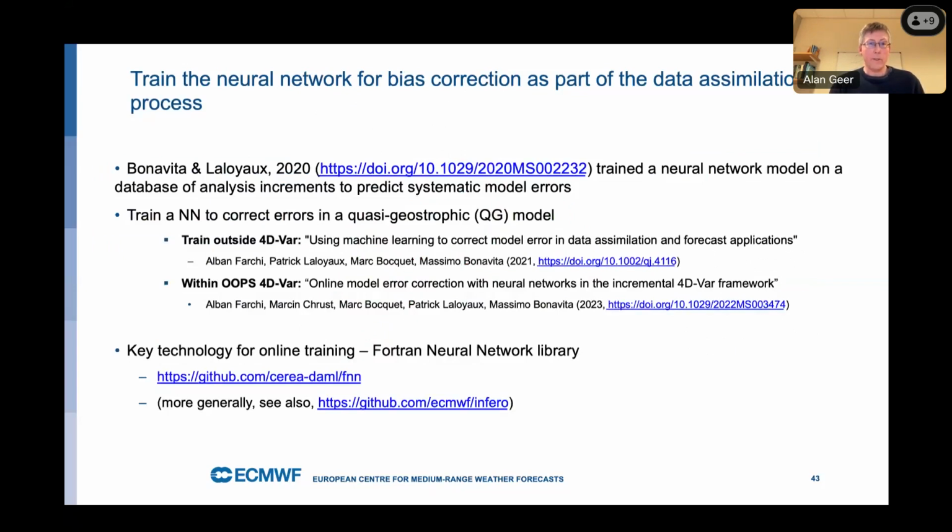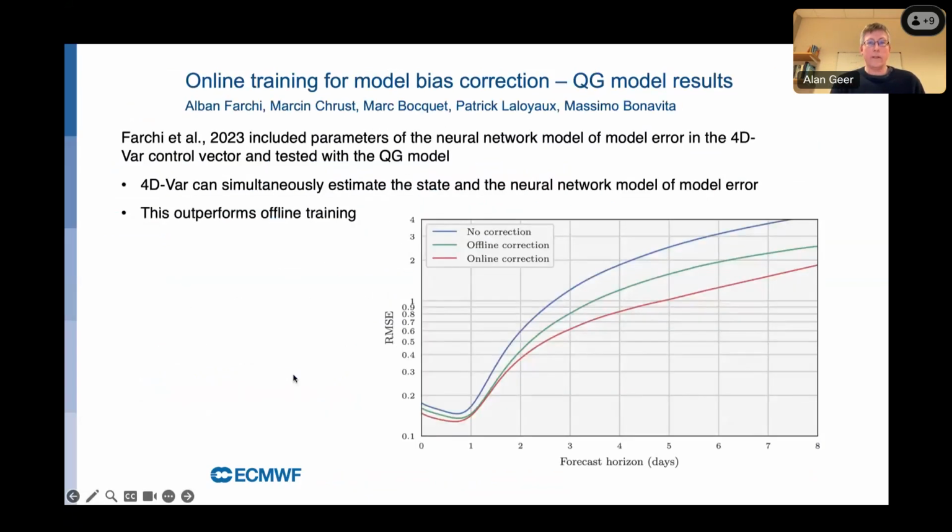And that's this OOPS 4DVAR work, where the model is not the full operational system yet, but it's a quasi-geostrophic model instead. And that uses key technologies like the Fortran neural network library. And to very quickly present the results from that work, without error correction, the model forecasts a relatively high error. And if you do an offline neural network bias correction, the results get better. If you do online correction, better again.